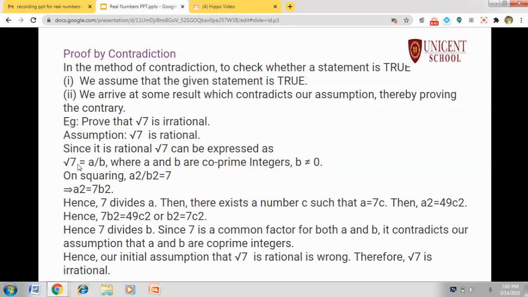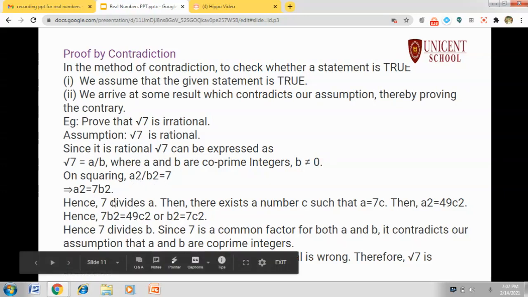Now on squaring both sides, LHS and RHS, we get root 7 whole square is 7, and a by b whole square is a square by b square. Cross multiplying, a square is equal to 7 into b square. With this, we can say that 7 divides a. Then there exists a number c such that a is equal to 7c.